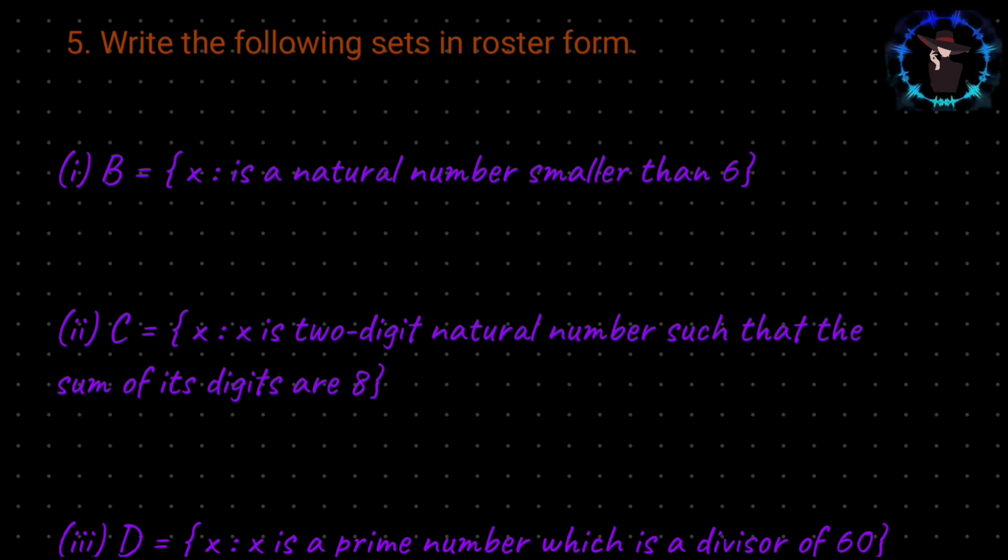The first is, we have x, an element, where x belongs to the natural numbers and is smaller than 6. So that's quite easy. Let's write B, make a set. What are the natural numbers? 1, 2, 3, 4 and 5. Smaller than 6 means we should stop at 5. It is not smaller than or equal to 6, so we cannot include 6 in this.